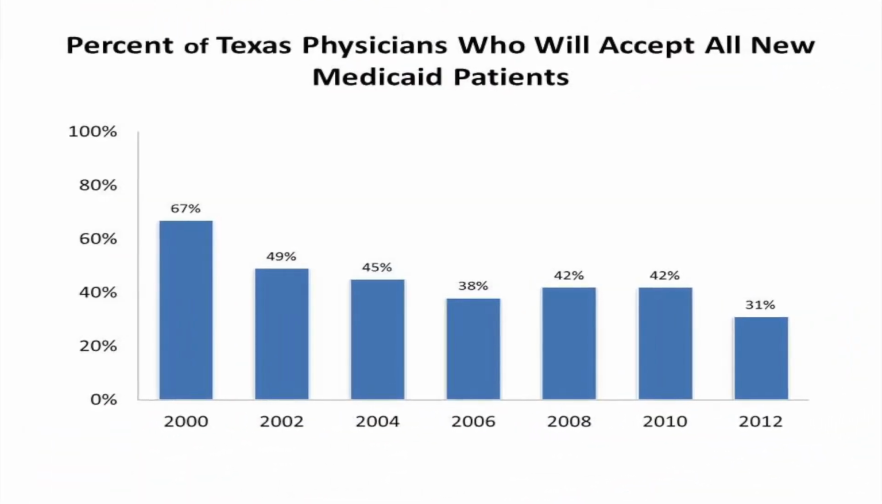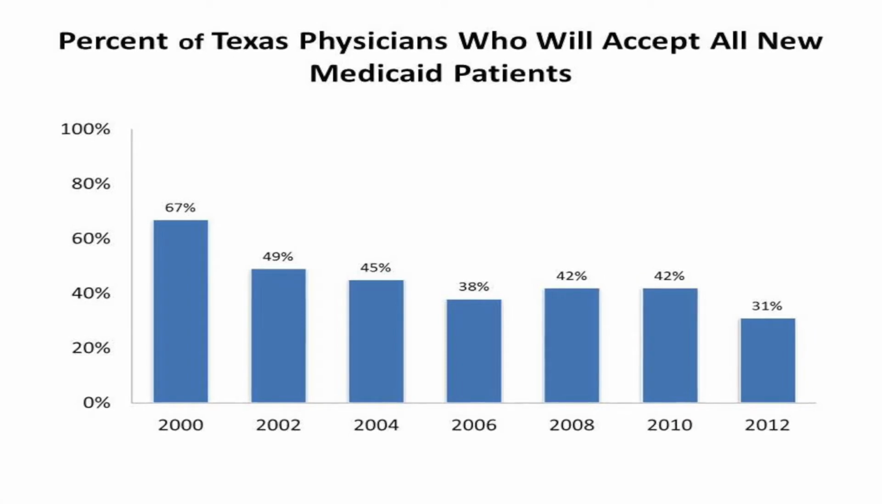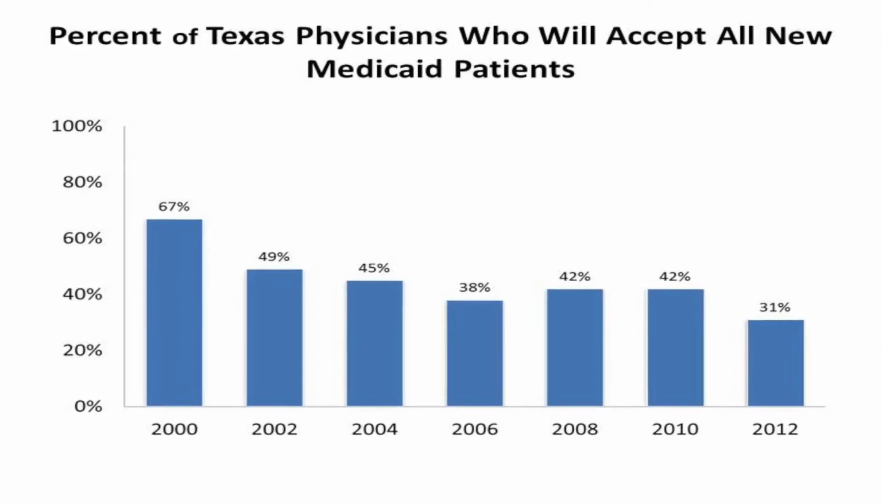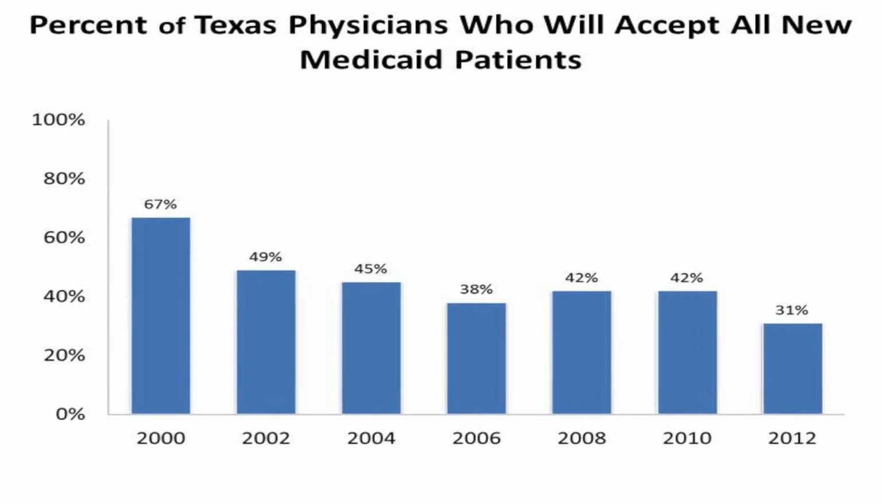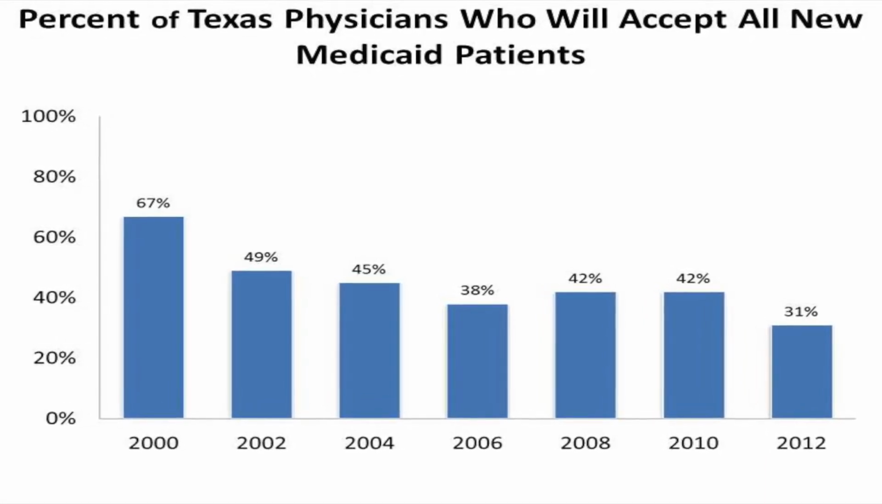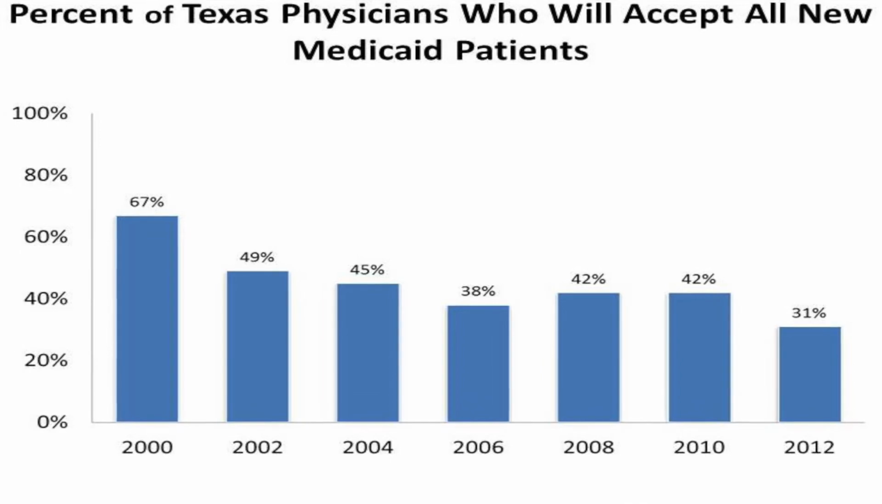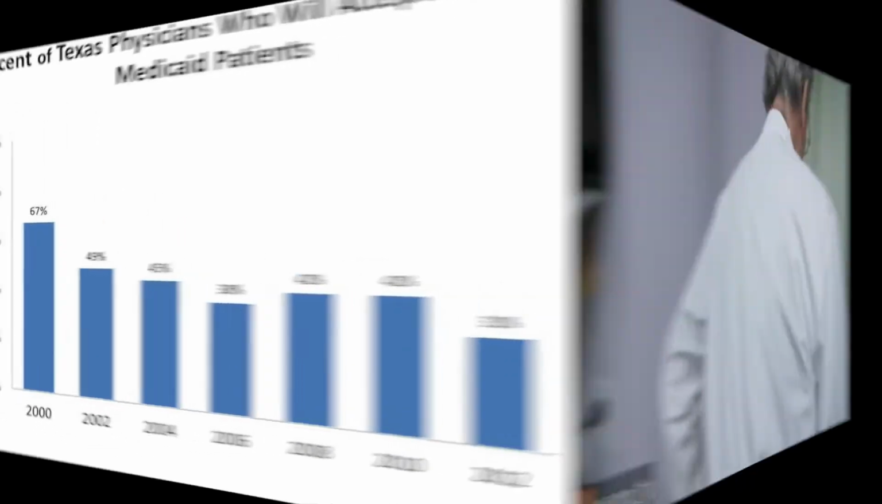This graph demonstrates how throughout the years, the amount of Texas physicians who accept Medicaid patients has significantly dropped due to the fact that Medicaid patients are unable to bring in a substantial amount of income for the treatment being provided. That person in need deserves care regardless of their ability to pay.